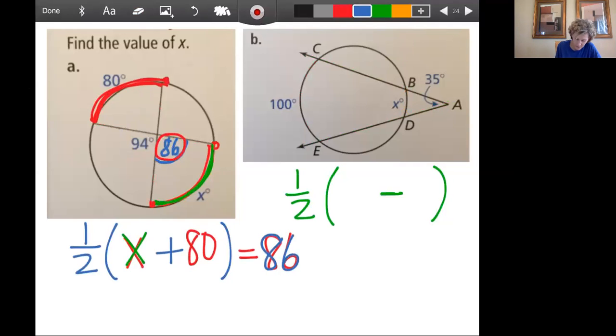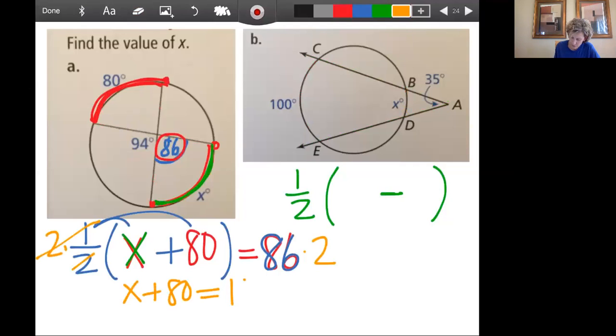All right, and so then we can distribute, or we can clear the fraction. I like to clear the fraction. So I'm going to multiply by 2 on both sides, clears the fraction, and I have X plus 80 equals 86 times 2 is 172. All right. And then I subtract 80, and X equals 92. Okay. So X is 92.